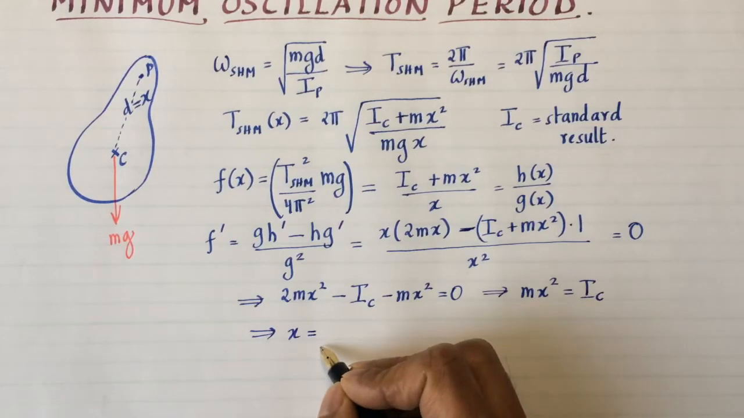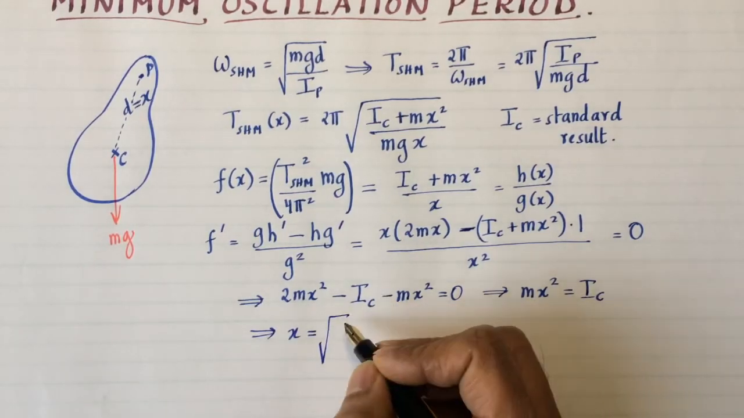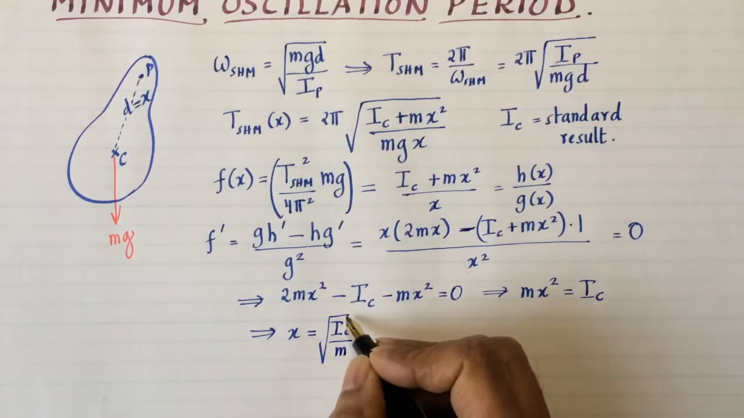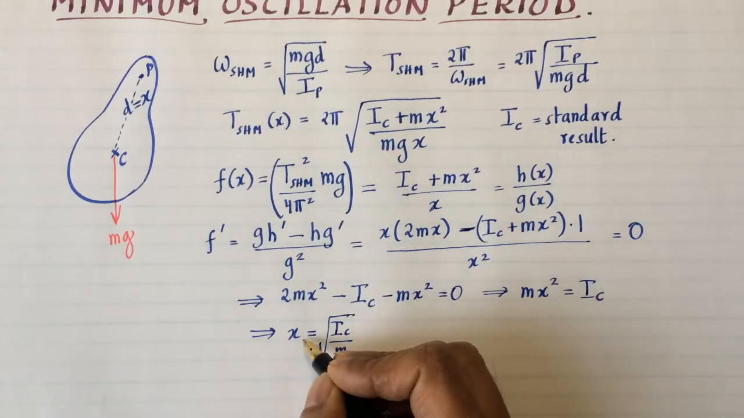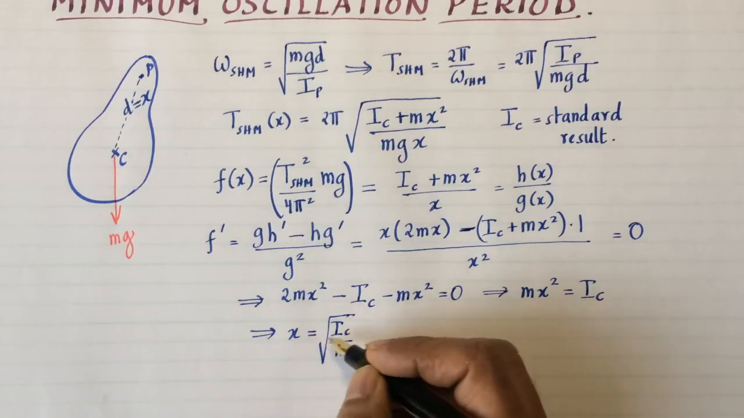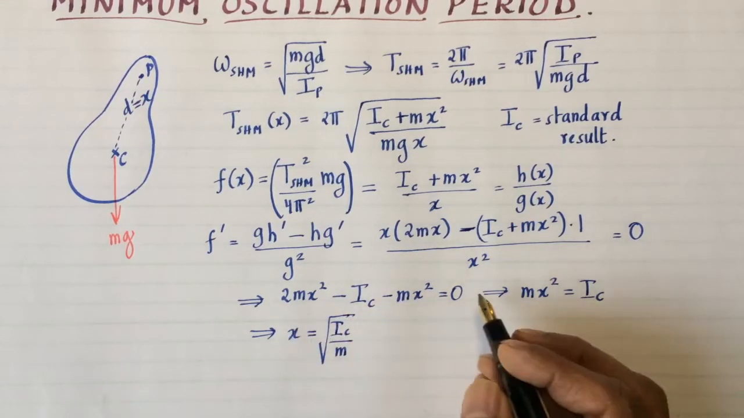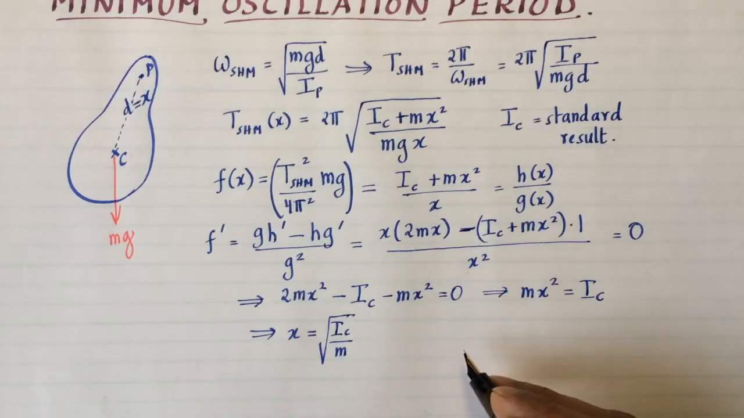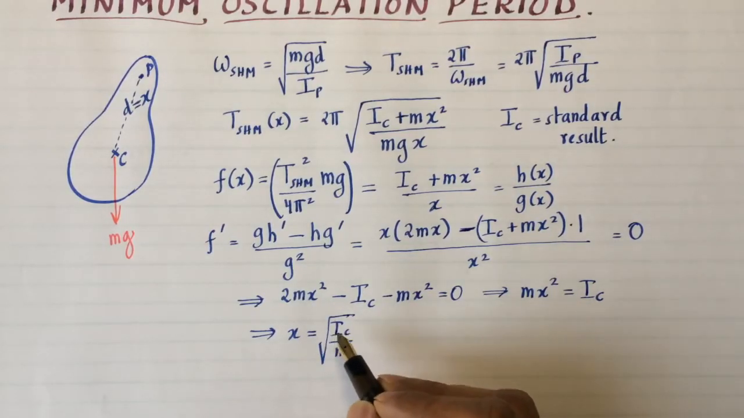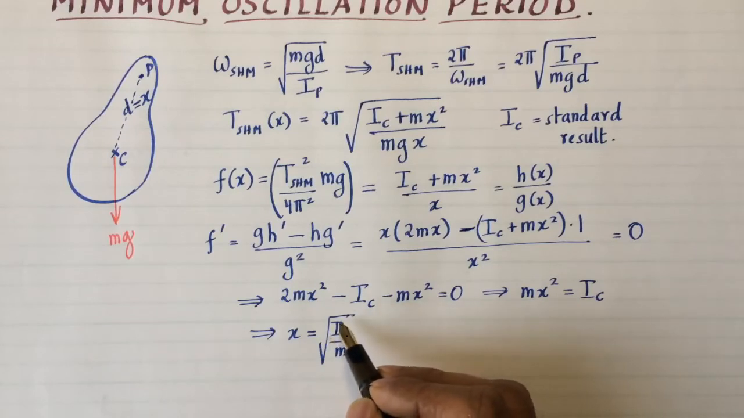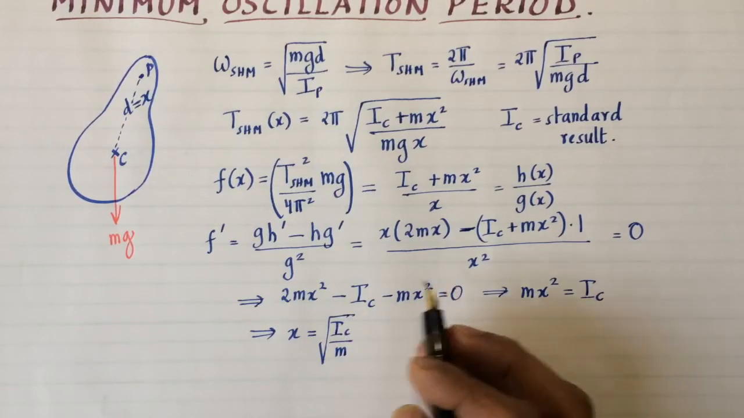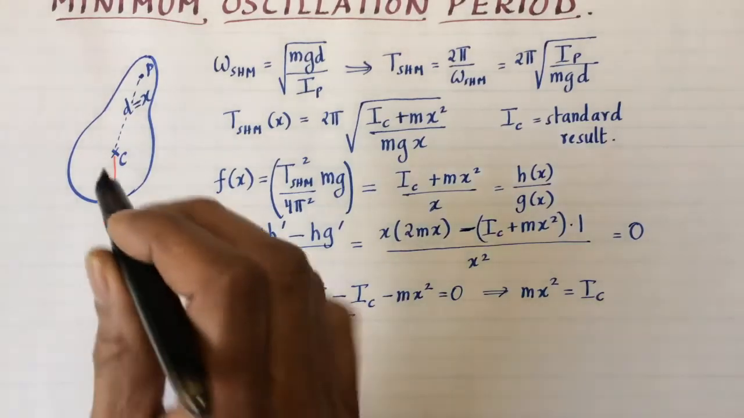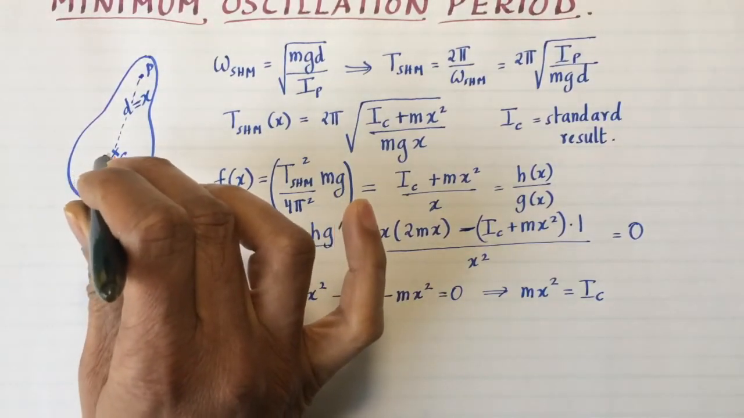x is equal to the square root. The critical value is the square root of I sub c divided by m. Okay, and that's the critical value at which you get the minimum period. Now, to show it's a true minimum, you have to differentiate again. But think about it like this. It cannot be the maximum period. If you have an extremum, it can either be the minimum or maximum in a physical situation. It cannot be the maximum period, because the maximum period is got by pivoting it at the center of mass.